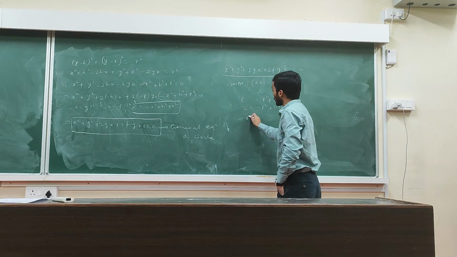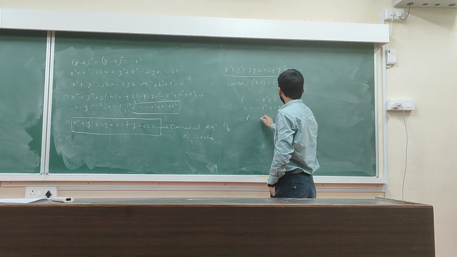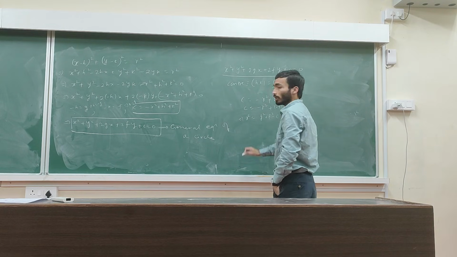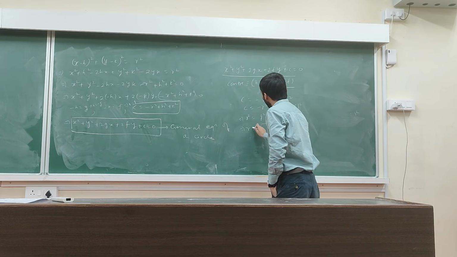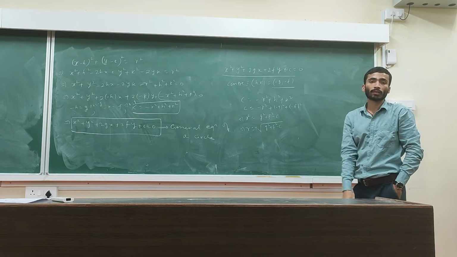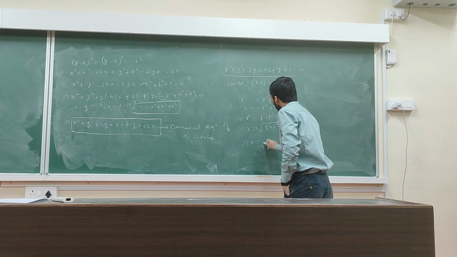Now we have to find the value of r. So I am just transposing minus r square to the LHS. So we will get r square is equal to g square plus f square minus c. Now we have to find r. So r is equal to plus minus root over g square plus f square minus c. But radius is a distance and distance is always positive. So we will take the positive value.